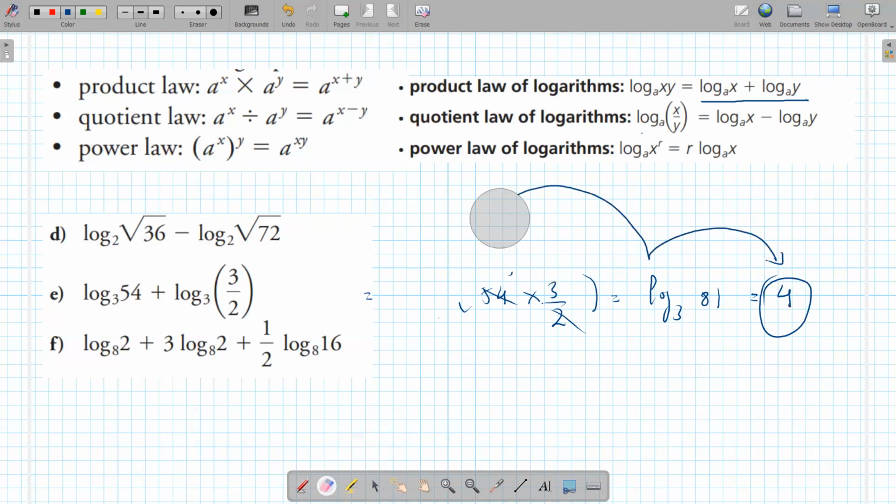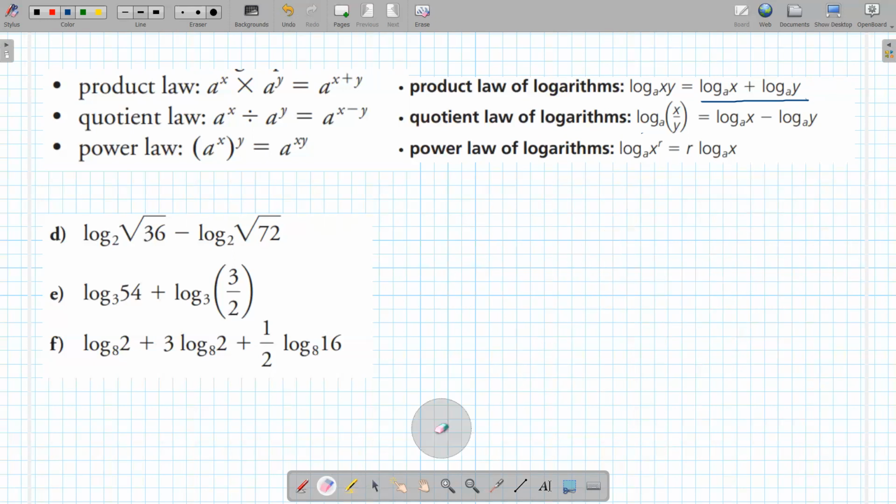F is the same thing. We just combine them. But to be able to combine them, you can't have a number in the front. Look at the formula. It doesn't have any numbers in the front. So we have to get rid of that number, or throw it somewhere else. And the only place you could throw these numbers is in the exponent. So you have log base 8 of 2 cubed. We can throw the cube as an exponent. And same thing with the other one. It becomes 16 to the power of 1 over 2. What do we do next?